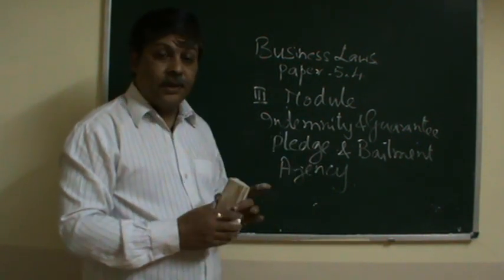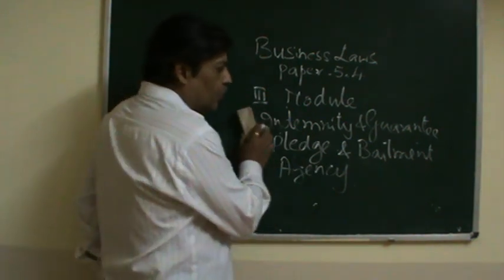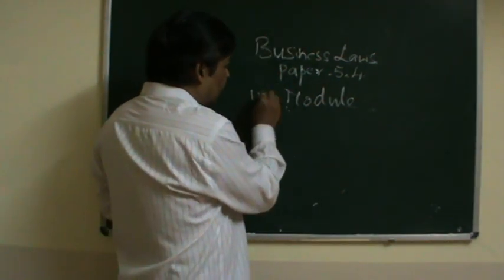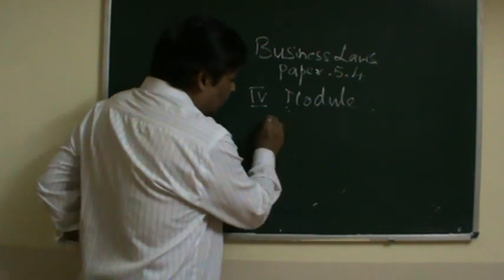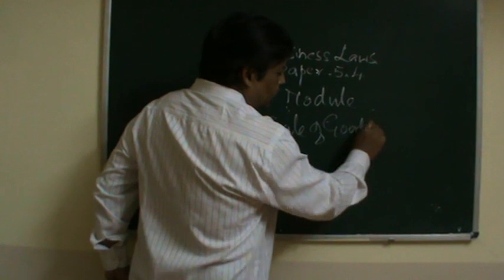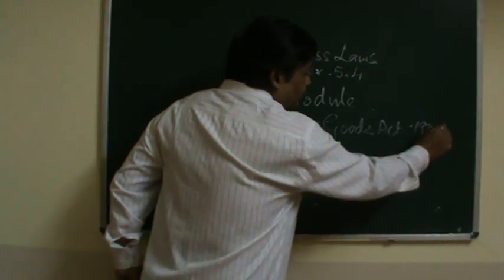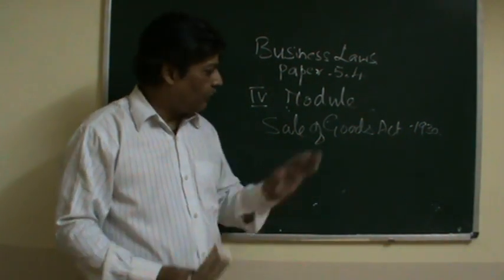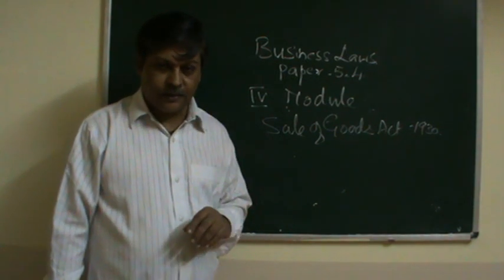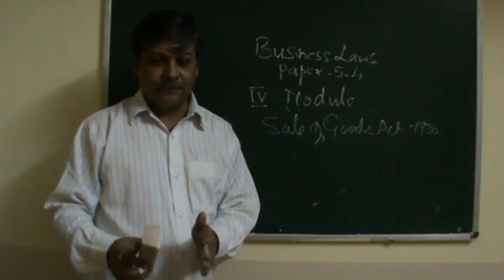So this brings us to the end of the third module, and we are moving to a new act now. The fourth module is with the new act, the Sale of Goods Act, 1930. The fourth module is related to this. This is also a specific contract, but an independent act is there.